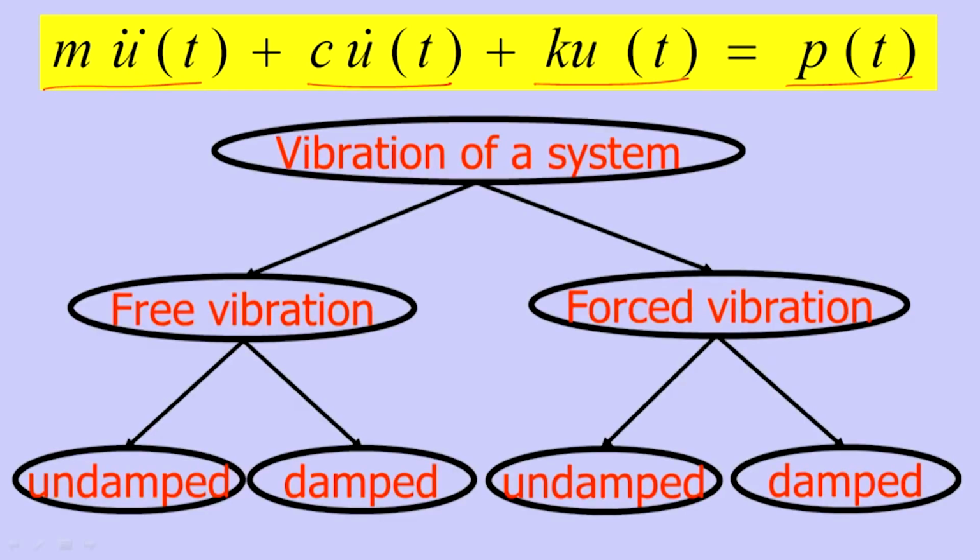And the types of systems are like this: if force is not acting then we call it free vibration, if force is acting we call it forced vibration. When damping is not present it is undamped vibration, and if damping is present it is damped vibration. So, undamped free vibration and damped free vibration, these two things we have already discussed, and now in this module let us discuss undamped forced vibrations.